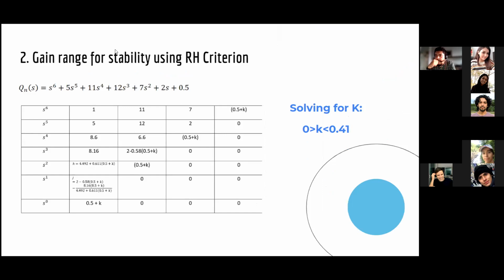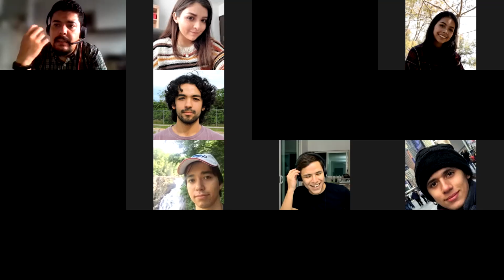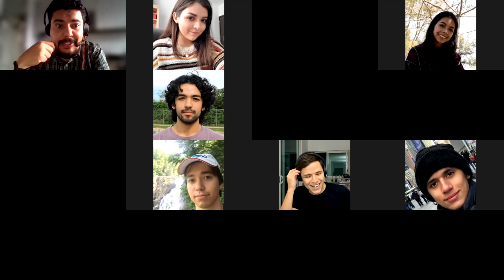Good. Another team who can help us to go for the gain range for stability and how to verify the second point of the presentation. Anybody else? No one else has the presentation?